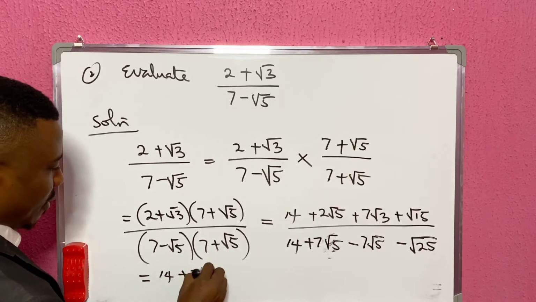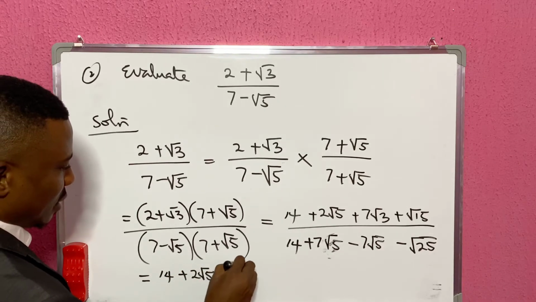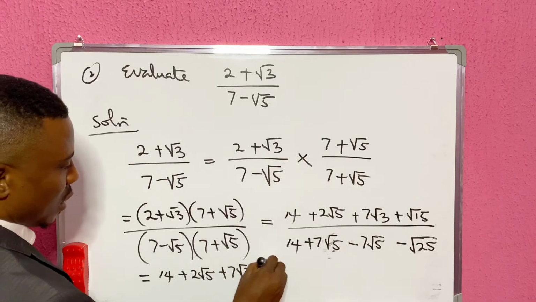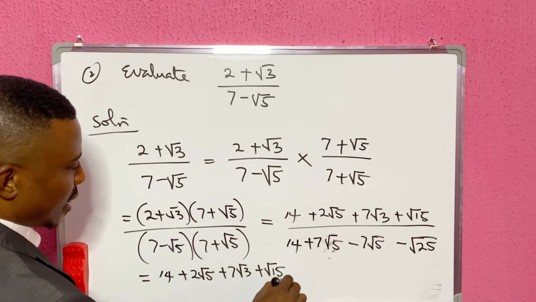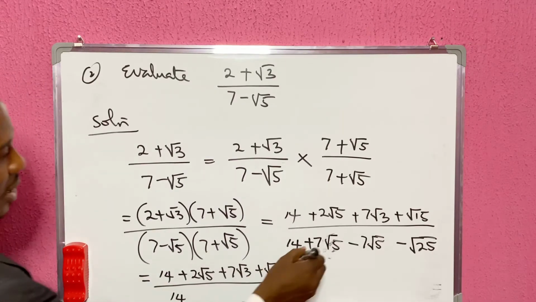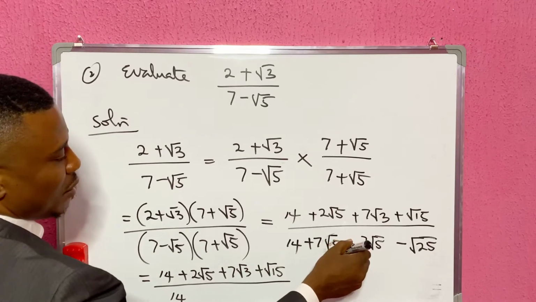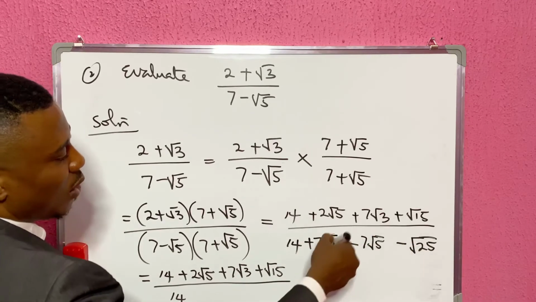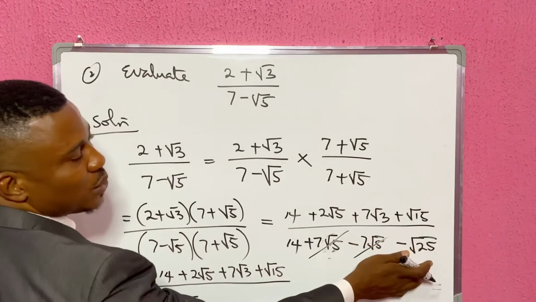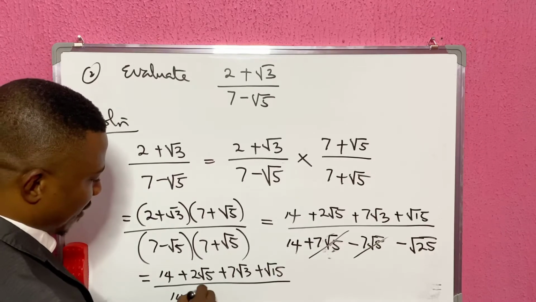2 root 5 plus 7 root 3 plus root 15 all over... 14 plus 7 root 5 minus 7 root 5 will go. This will go with this because they are the same thing. Minus, what is root 25? It is 5.